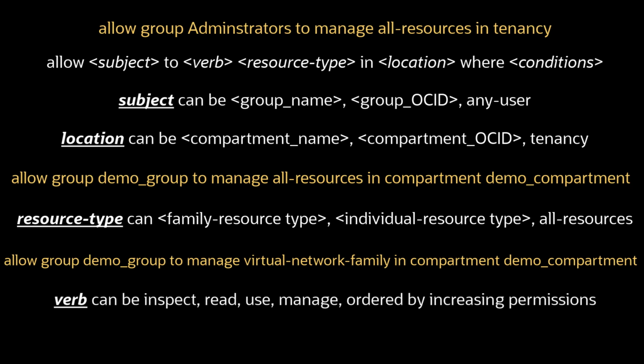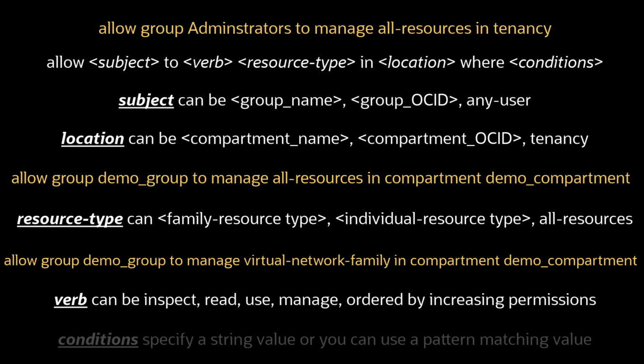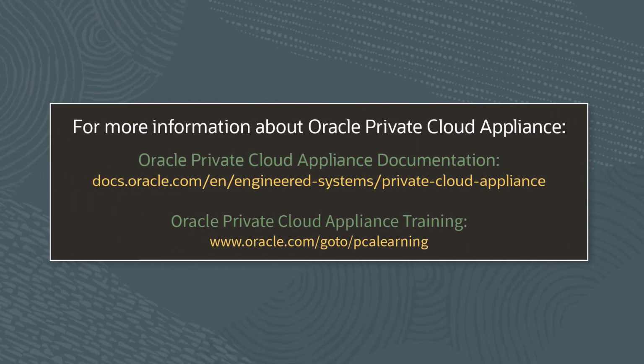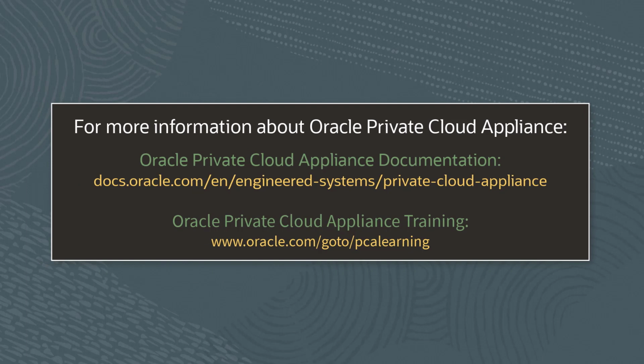The last couple things I'll briefly mention are verb options and conditions. The verb options include inspect, read, use, and manage, ordered by increasing permissions. Use the manage verb to perform administrator type operations. And finally, for conditions, you can specify a string value surrounded by single quotation marks, or you can use a pattern matching value. Refer to the Oracle Private Cloud Appliance documentation for more information and for examples of some common policy statements.